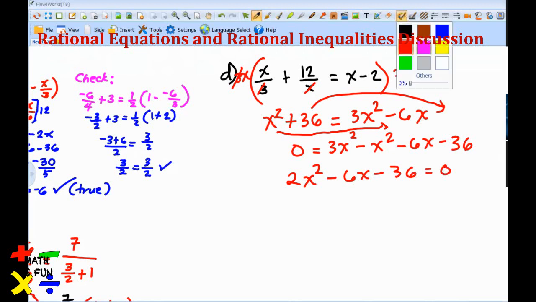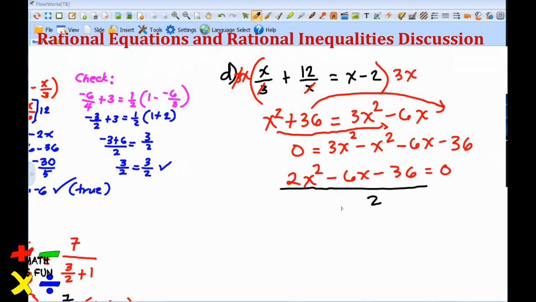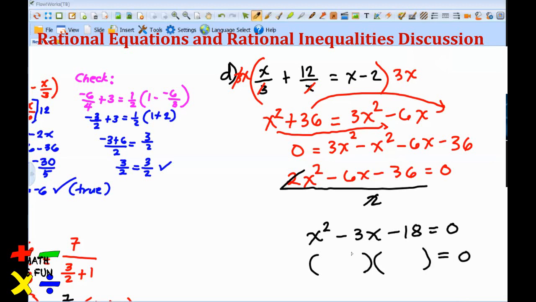We can actually reduce this by dividing it by 2 so that it's easier. So 2 divided by 2 is x squared. 6 divided by 2 is 3x. 36 divided by 2 is 18. So we can factorize this. So what are the factors of 18? So 6 and 3. So this is negative and then that's positive.